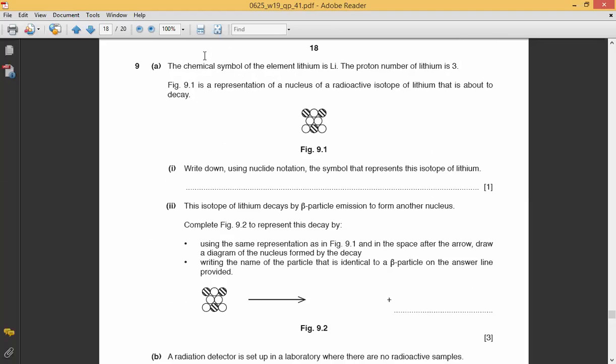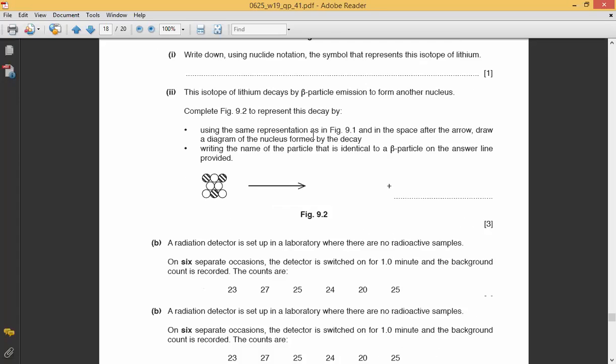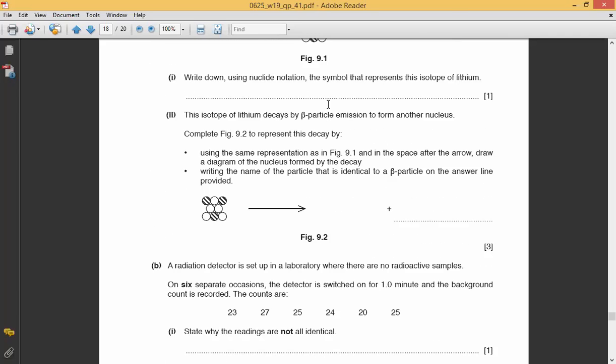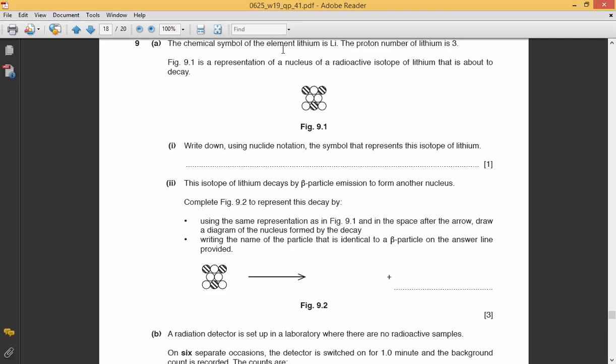The chemical symbol of the element lithium. You would also do this in chemistry, but I believe you should know this aspect because you can't escape this in the exam. The chemical symbol of the element lithium is Li. We know lithium has an atomic number of 3, right? Yes. That's the proton number.